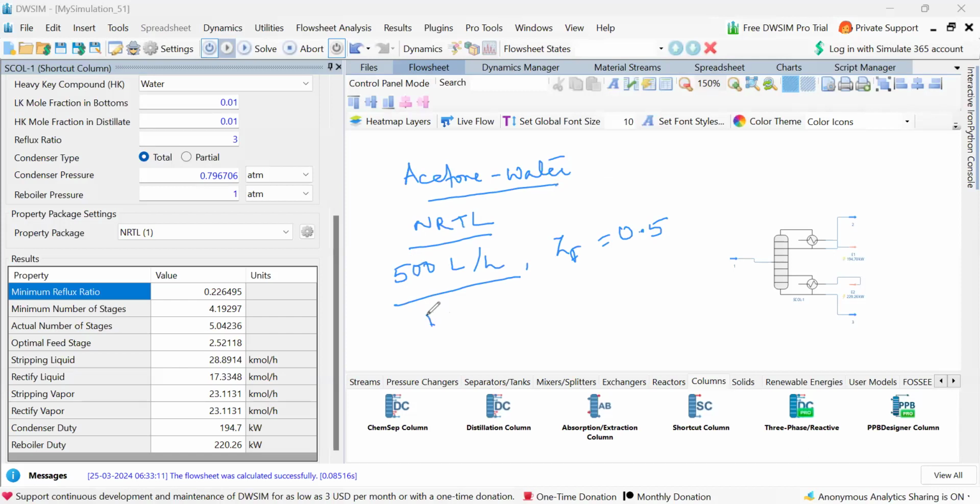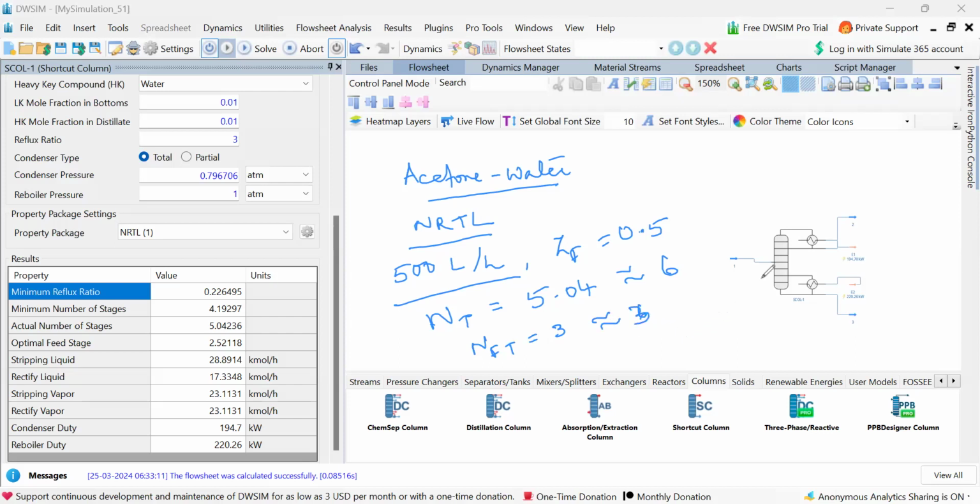My interest is to know the number of stages. It has given the number of stages as 5.04, so approximately 6 stages would be there. And the actual feed stage has been given. So NFT is known. It is around 2.52, so approximately 3.